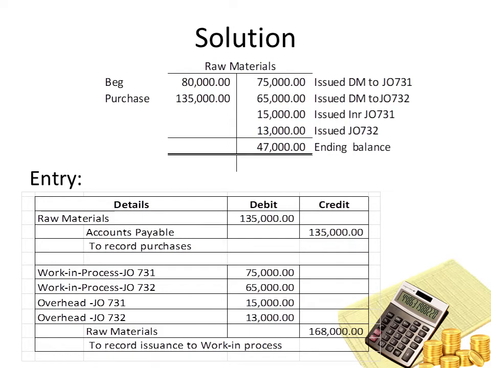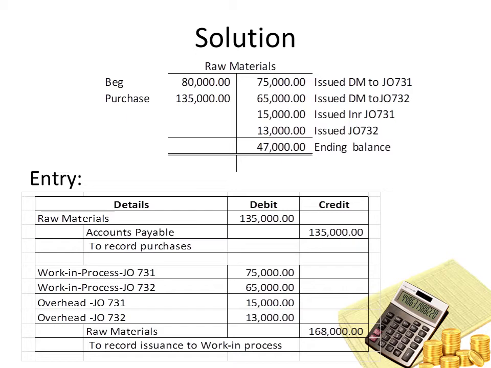So our entry would be, take note that the beginning raw material does not require any entry because it's included in our book for the previous year. So our entry would now be the purchase of the raw material. So we debit raw materials 135,000, and credit accounts payable because it's an account, 135,000.